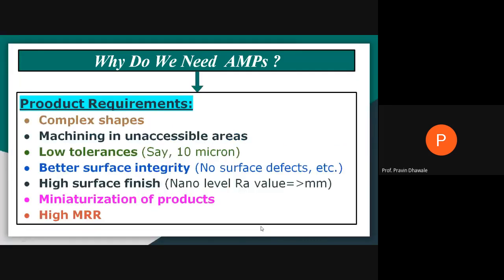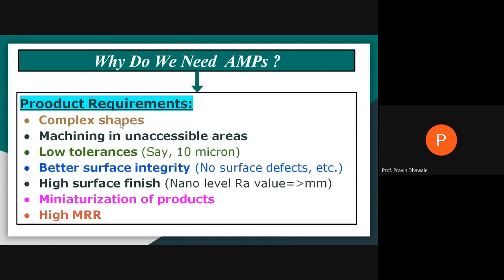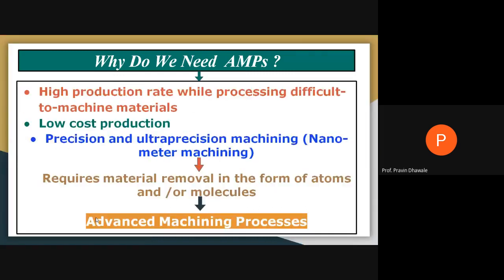This previous slide and this slide, it is in continuation. Means when the product requirement is like this, at that time conventional machining processes are not suitable for such kind of product requirement. You must go for the advanced machining processes. Continue this point with the previous slides.